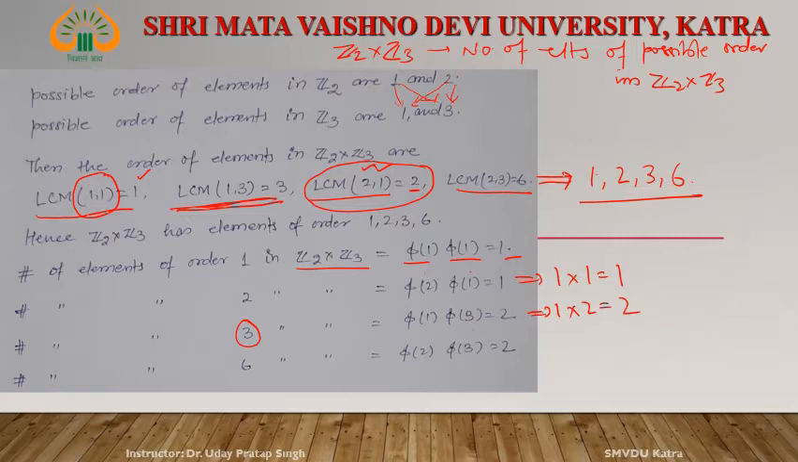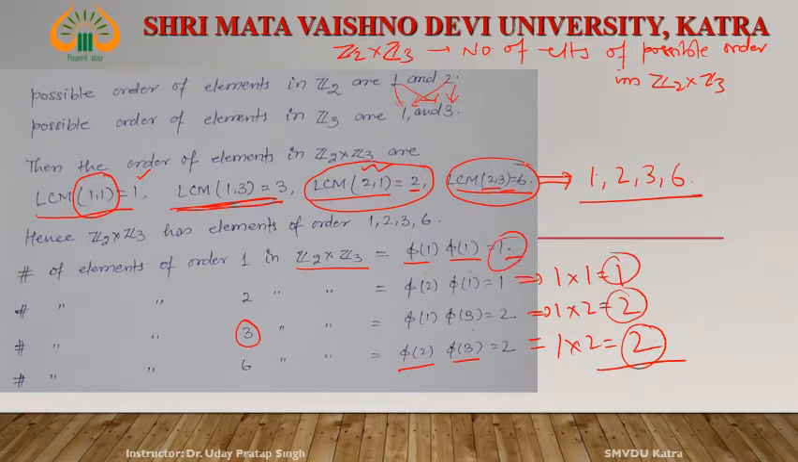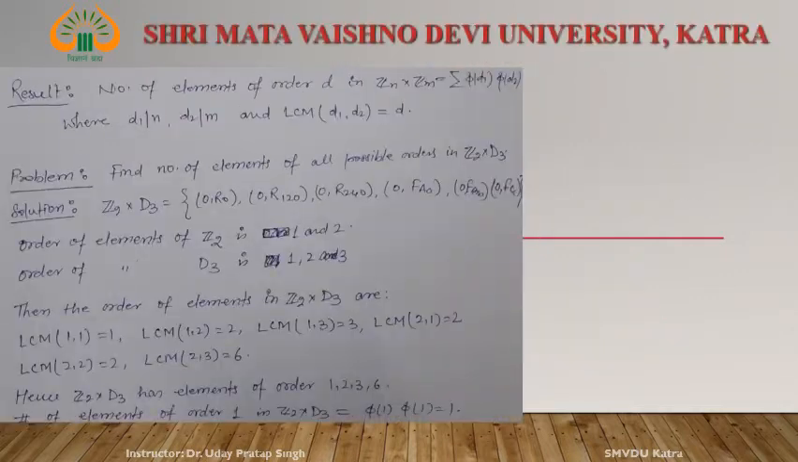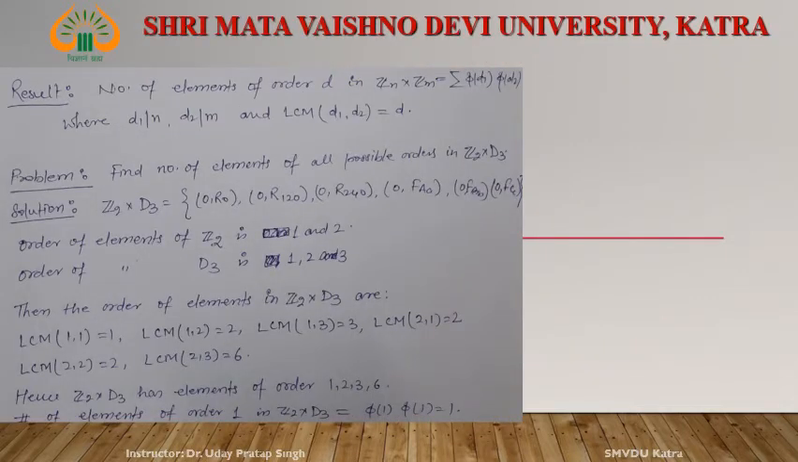Number of elements of order 6. Where is 6? Here is 6. Then phi(2) phi(3), phi(2) multiplied by phi(3). phi(2) is 1. phi(3) is 2. That is 2. Right? So all elements: 2 plus 2 plus 1 plus 1. This is 6 elements. Total 6 elements. Right? Now see the result.